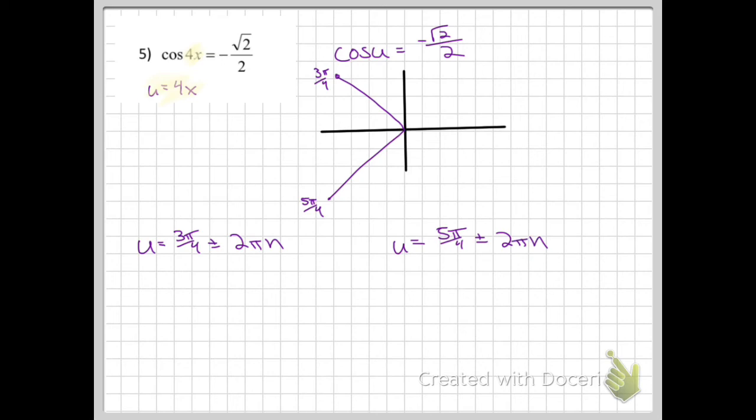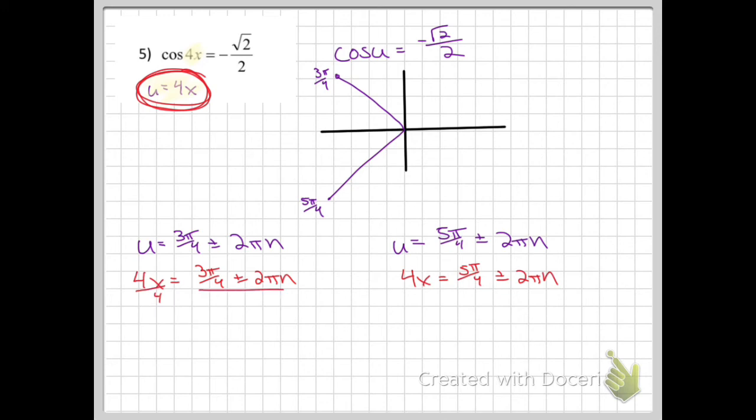But the question wasn't u, right? It was 4x. So wherever I see a u, I'm going to replace it with 4x. Well, now, if I'm just solving for x, all I have to do is divide that by 4, which means I'm going to divide everything by 4. Remember, if it's already divided by a number, you just multiply those together. So this becomes 3 pi over 16, and then I need to put that over 4 as well, which reduces to pi over 2 n.